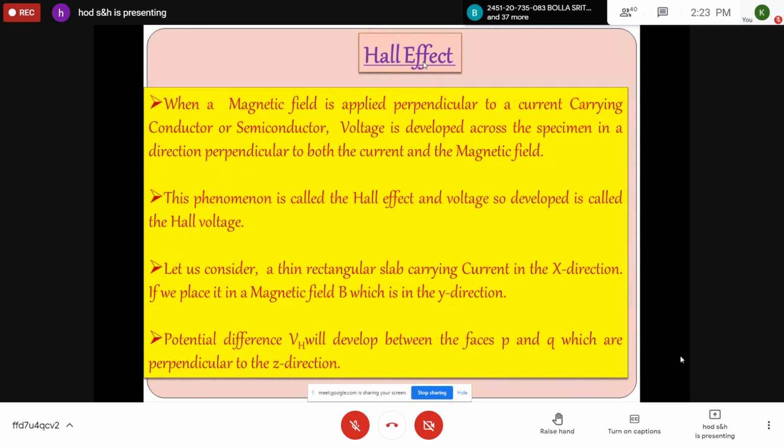What is there in the PPT you can also take. When a magnetic field is applied perpendicular to a current carrying conductor or semiconductor, a voltage is developed across the specimen in a direction perpendicular to both the current and magnetic field. This phenomenon is the Hall effect, and the voltage developed is called the Hall voltage.